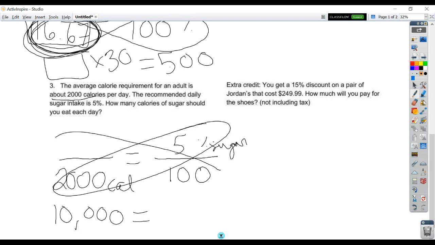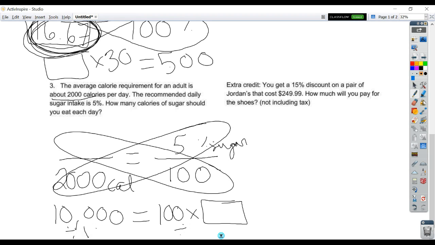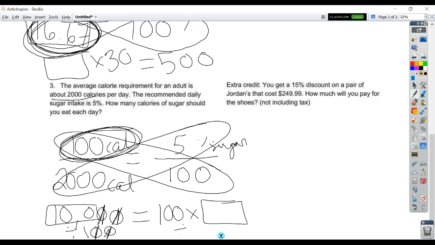That's going to be equal to the other side cross multiplied, 100 times, I don't know. Well, again, remember when we don't know the answer to a multiplication problem, we divide. And so we're dividing by 100. And 1,000 divided by 100, we're going to knock off these zeros, and I'm left with just 100. So the answer here is 100 calories is the maximum that should be coming from sugar. This means that basically your Coke, if you drink one, you are done with sugar for the whole day.